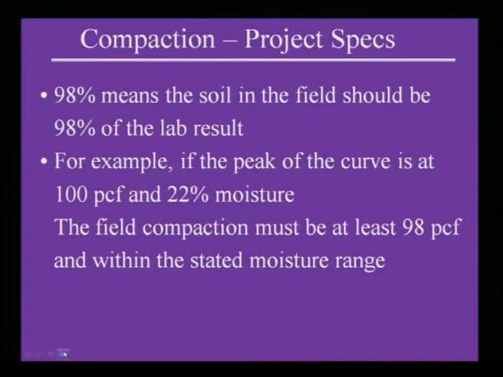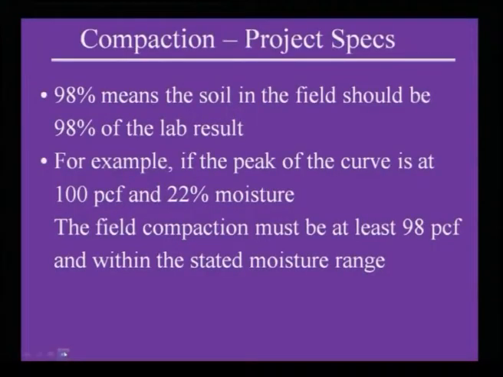98% means the soil in the field should be 98% of the lab result. Whatever compaction you do in the field should be 98% of the compaction in the lab. For example, if the peak of the curve is at 100 pounds per cubic foot and 22% moisture content, the field compaction must be at least 98 PCF and within the standard moisture range. That means the moisture range is plus or minus 2% of this moisture range.